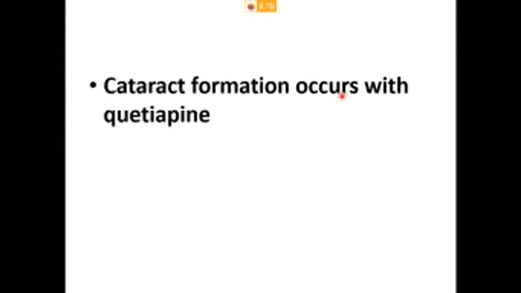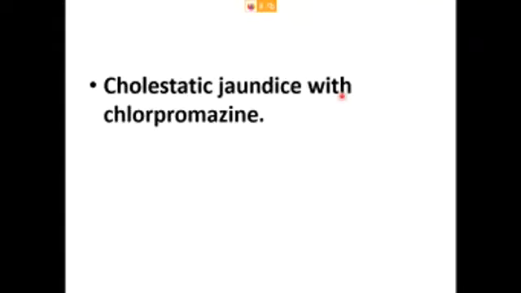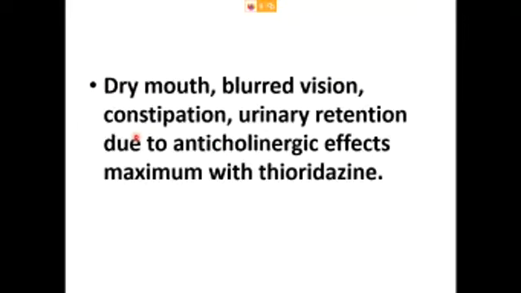And retinal degeneration is seen with your thioridazine, and cataract with your quetiapine. And agranulocytosis is seen with clozapine. Cataract formation with quetiapine. Cholestatic jaundice with chlorpromazine, C for C. And thioridazine is reported to produce anticholinergic side effects like constipation, dry mouth, blurred vision, urinary retention.